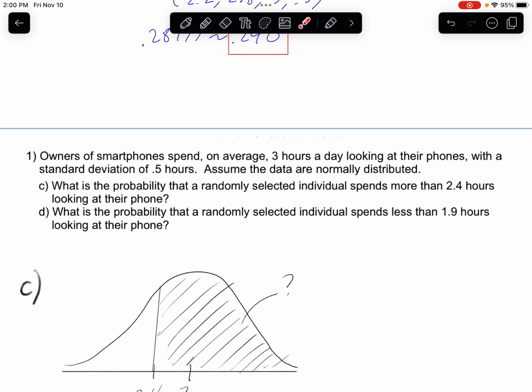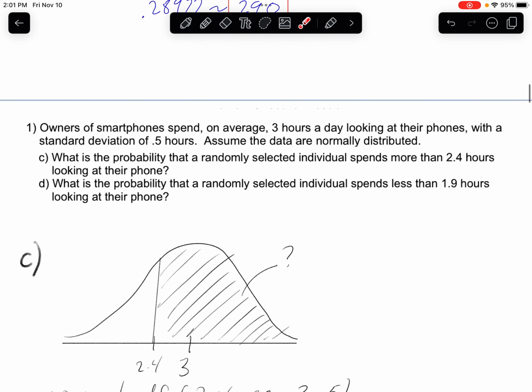On a normal distribution problem, when you are trying to find the probability that a randomly selected element falls in a certain category, more than 2.4, less than 1.9, what you're essentially trying to find is the area underneath the normal distribution in between two boundaries. More than indicates that the boundary is going to start somewhere and it's going to basically trail off into infinity towards the right.